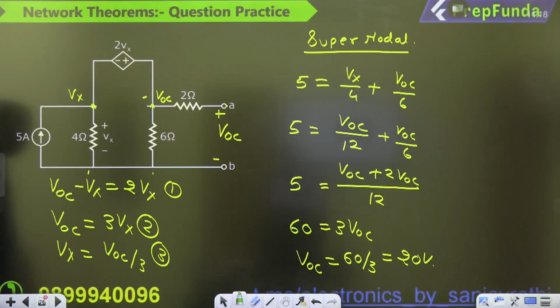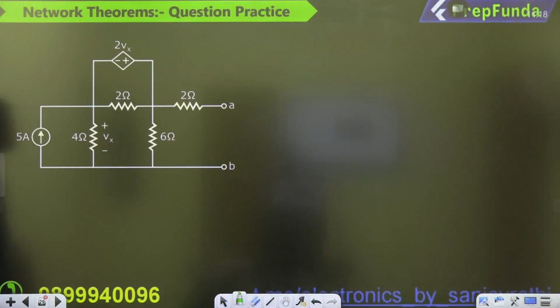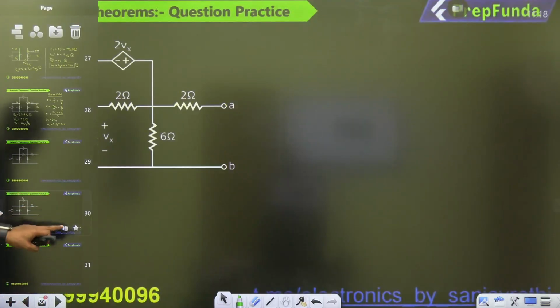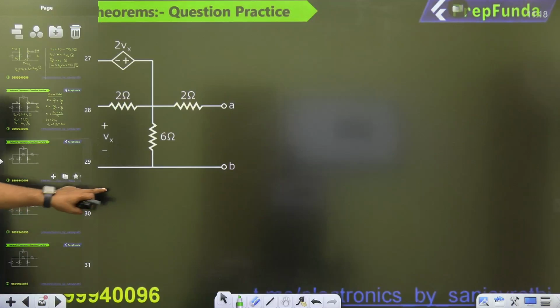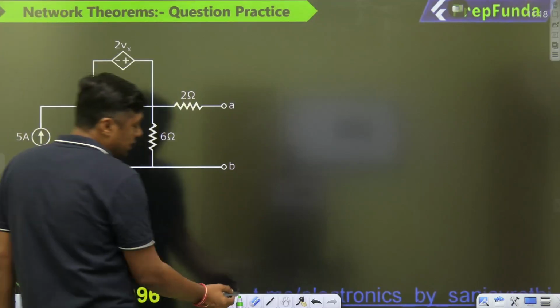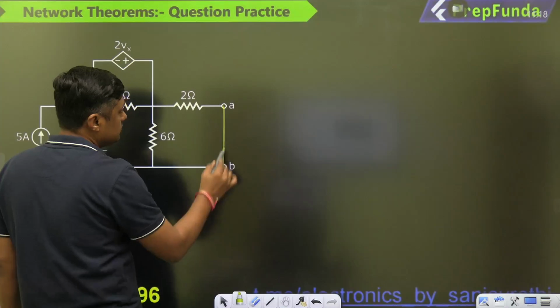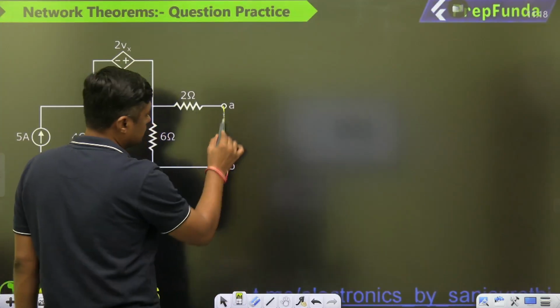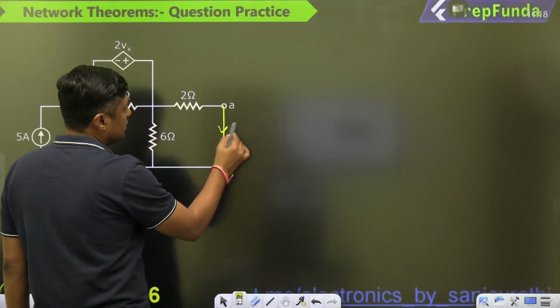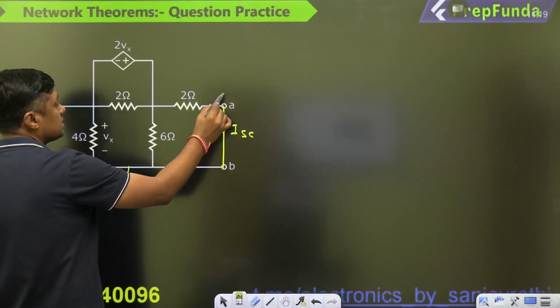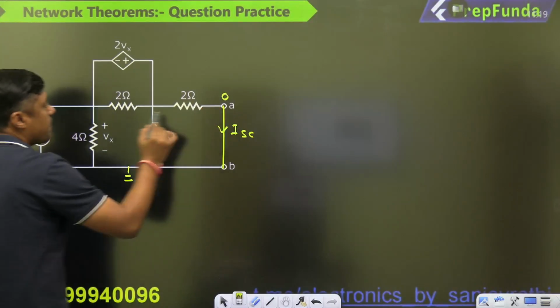Now we have to find the RTH also, because there are dependent sources. To find the RTH, first of all, because we have VOC 20 volt, you can use a direct method, that is called short circuit. Short circuit the output terminal. If you make it short circuit, this is called short circuit current. Remember, short circuit means this is the short circuited node. This is 0.